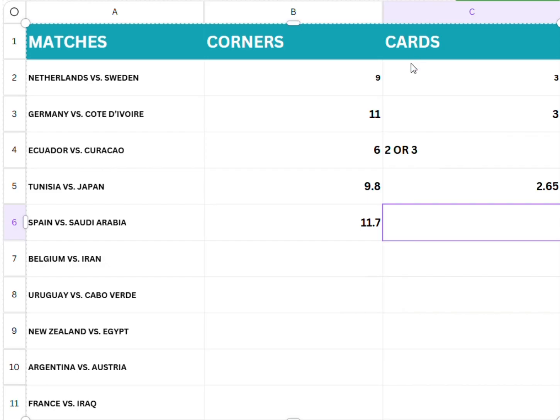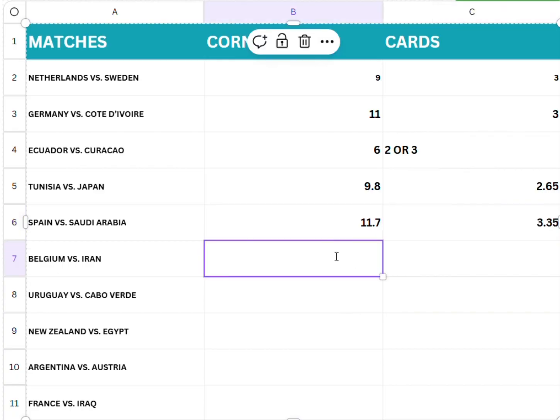Now for cards, Spain about 3 cards averagely, while Saudi Arabia 3.7. So 3 plus 3.7, 6.7 divided by 2, we are looking at 3.35. So about 3 cards. So again, about 3 cards.